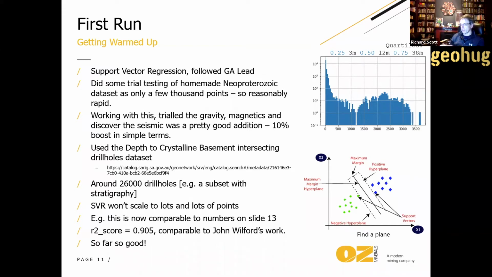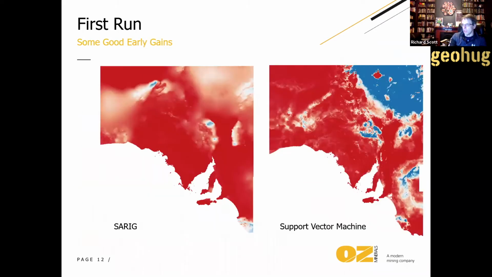Support vector regression is also slowish, so to run 500,000 points is not really doable without access to supercomputers, which Geoscience Australia currently does not have. In the first version, not too bad. So that's basically the difference.